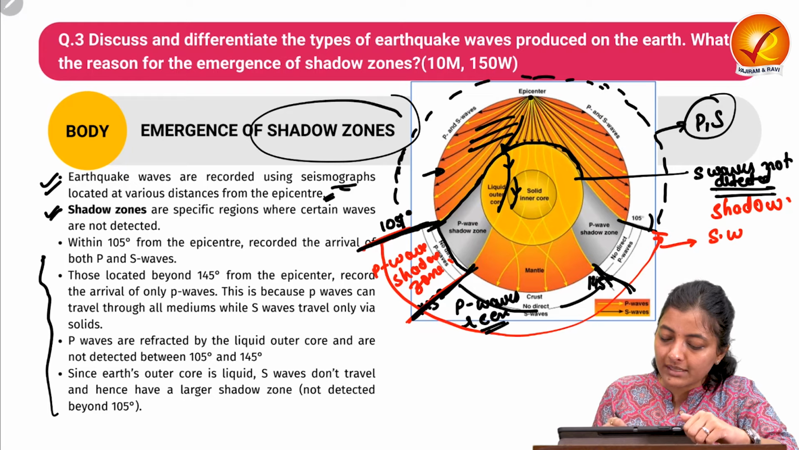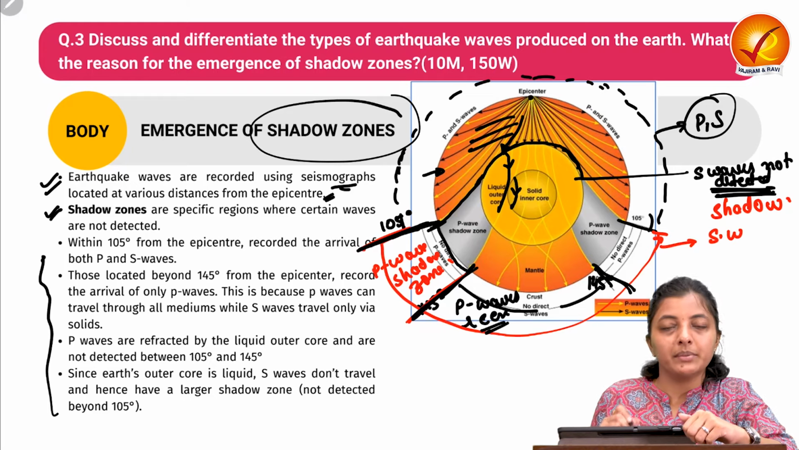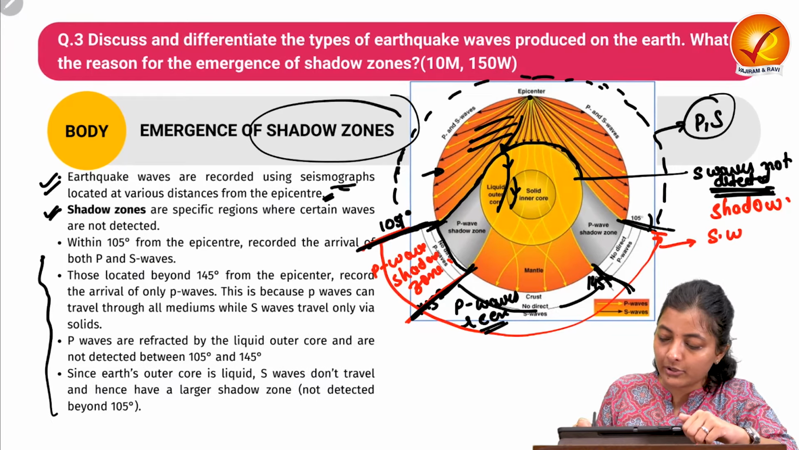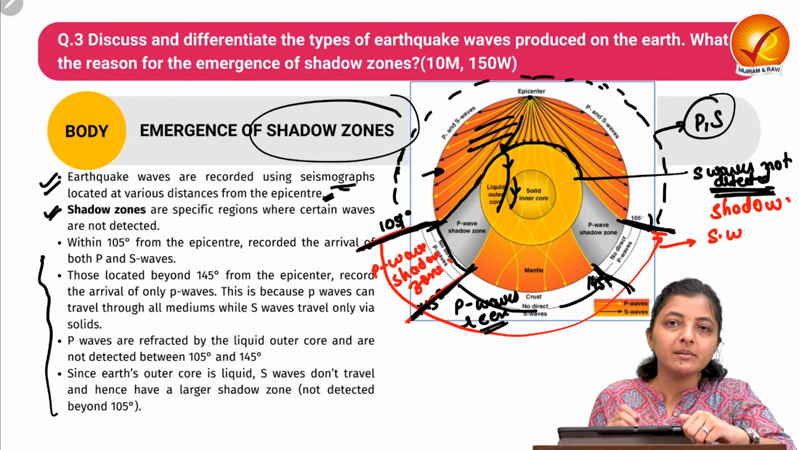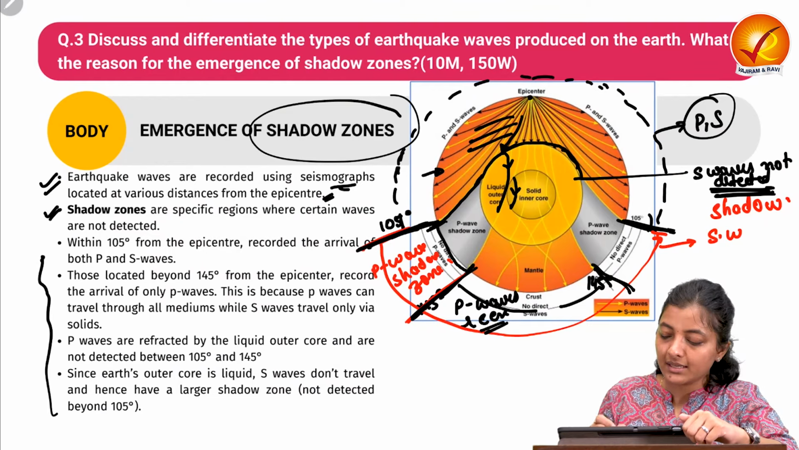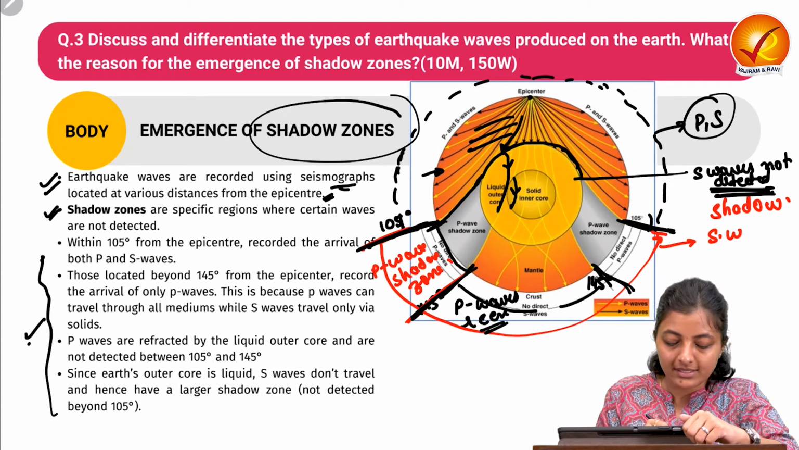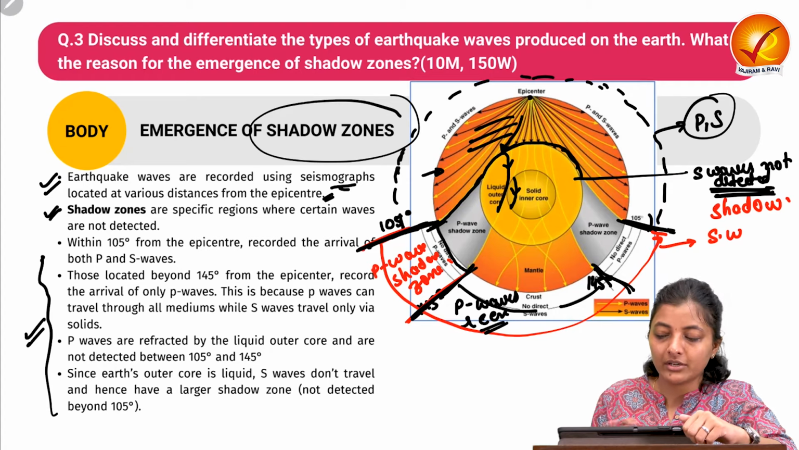And you must know that the S wave shadow zone is larger than the P wave shadow zone, because after 105 the S wave is not present, but after 145 degrees on both sides P waves re-emerged. So this is the P wave and S wave shadow zone.